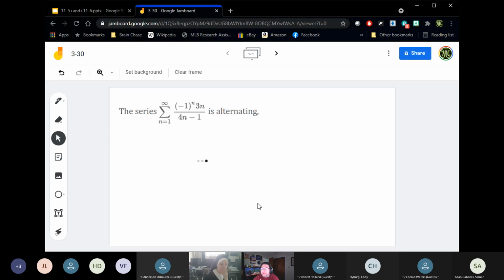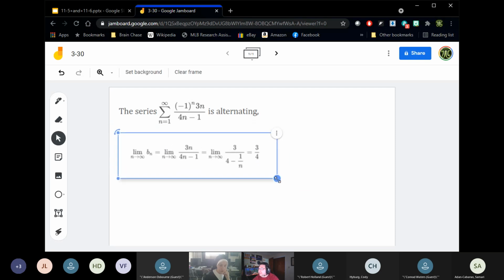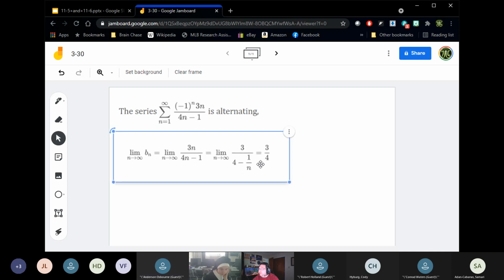And what you just showed by doing the infinity, basically on the top and the bottom, and let's try this again, is that the limit as n goes to infinity really goes to 3 over 4. And it's not 0. So since my limit does not go to 0, it fails the second criteria.